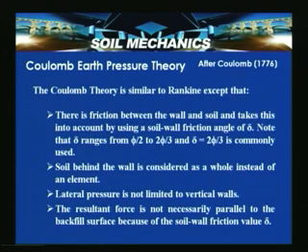Coulomb's theory is similar to Rankine's theory, except there is friction between the wall and soil, and it takes this into account by using a soil-wall friction angle delta. Note that delta ranges from 50% of the friction angle to about 66% of the friction angle, that is 2/3 of the friction angle, and delta equal to 2/3 times phi is commonly used. That is the friction between the wall and the soil, taken into account by using a soil-wall friction angle delta. That is the fundamental difference.